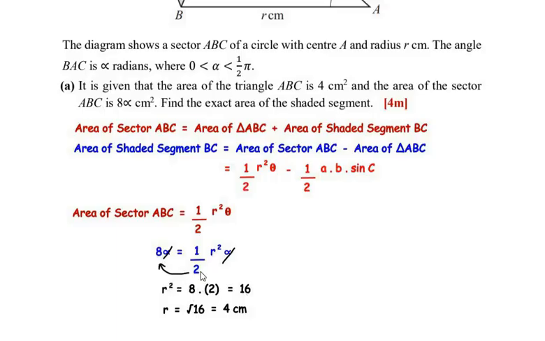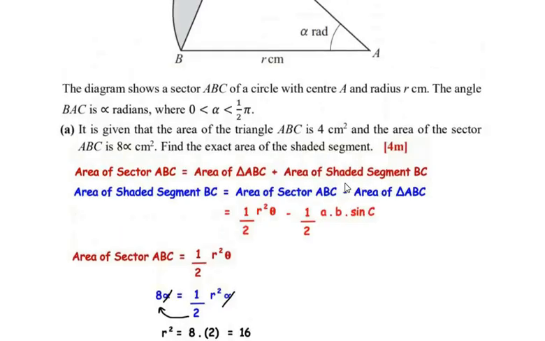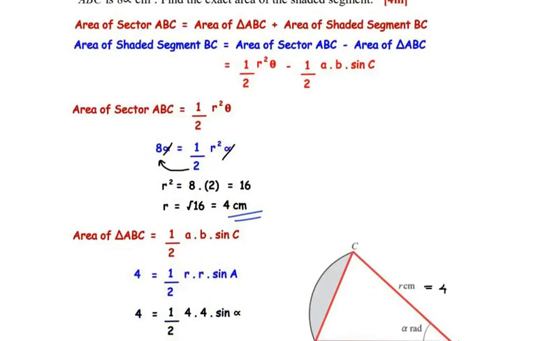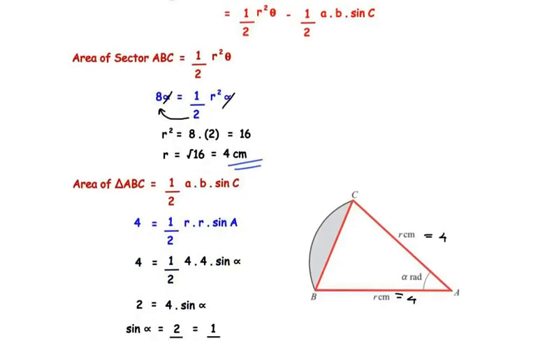Now taking this square on the other side of the equal to sign, we get the radius r of the sector as square root of 16, that is 4 centimeter. So we have found out the value of the radius of the sector, that is 4 centimeter. Now let us use the area of the triangle ABC to find out the value of the central angle alpha. So here the area of triangle ABC is given by the formula 1 over 2 times a times b times sine C. Now I have redrawn the figure over here for easy reference, where the radius we got as 4 centimeter and the area of the triangle was given as 4 square centimeters.